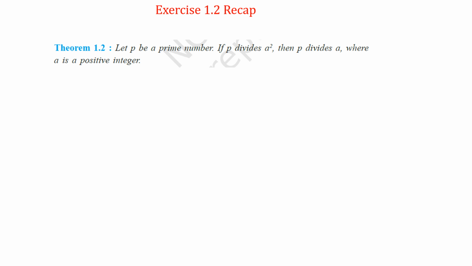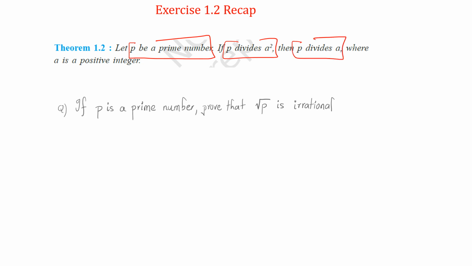Okay, so let us quickly summarize what we have learned. One thing that we learned is, if p is a prime number, then if p happens to divide a square, then p must divide a as well, right? It's very important that p has to be a prime number. We repeatedly used this fact in almost all of the questions, and using this theorem we proved this: if p is a prime number, prove that root p is irrational. This is a pretty common question. Questions could come in this format: prove that root 13 is irrational, prove that root 11 is irrational. So we have to use the same argument.